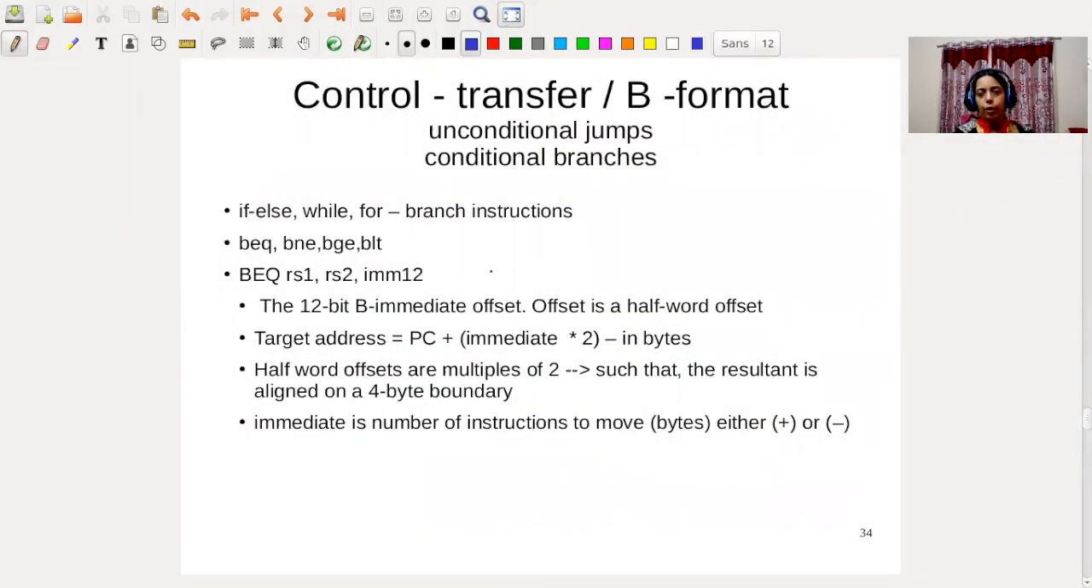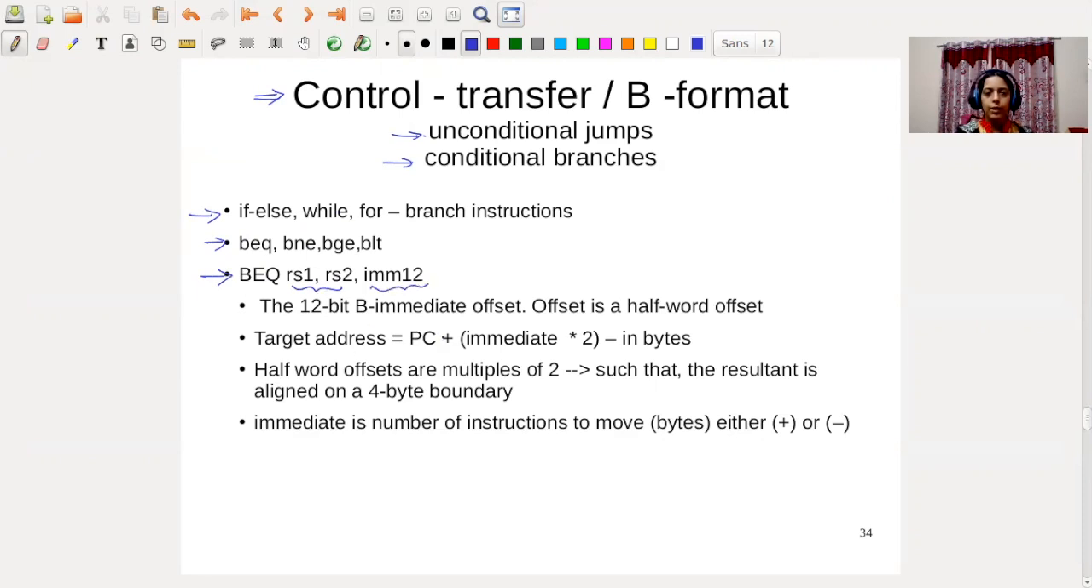Then a couple of more formats are left. Now we have the important control instructions, which is the B format instruction for branches. So you have conditional branches and also unconditional jumps. So what are the branch instructions? You have the if else, while, for, which check for certain condition and then jump to a different location. The format is, for example, if you're comparing equality between the contents of two registers, you have the BEQ and then you have an immediate field.